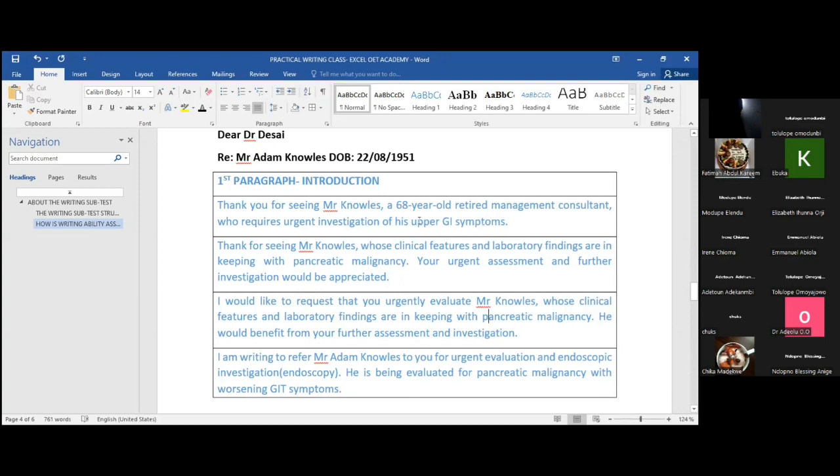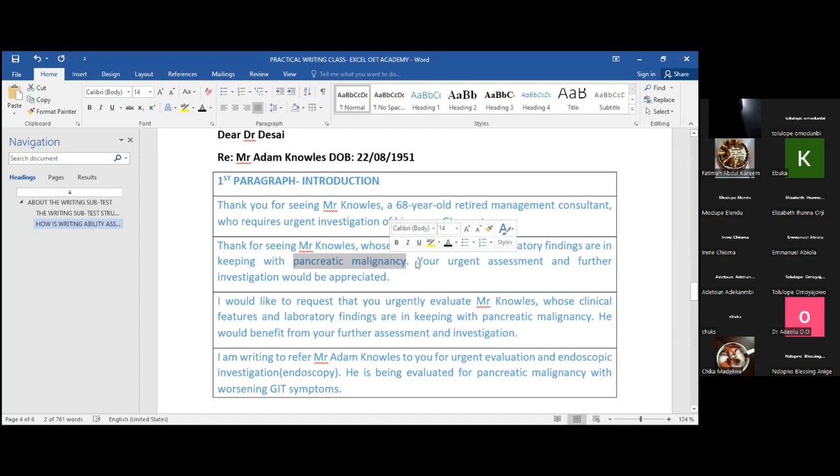Very important. Your introduction should not be too long. It should not be more than 3 lines, honestly speaking. If you're writing more than 3 lines, it's X for me, because that means you're already bringing things supposed to be in your paragraph into your introduction, right? So it's upper GI symptoms, okay? Now look at this. Thank you for seeing Mr. Knowles, whose laboratory findings and clinical features are in keeping with pancreatic malignancy. So pancreatic malignancy here is the diagnosis, all right? So your diagnosis or the major symptom and sign should be in your introduction. That's the second thing.